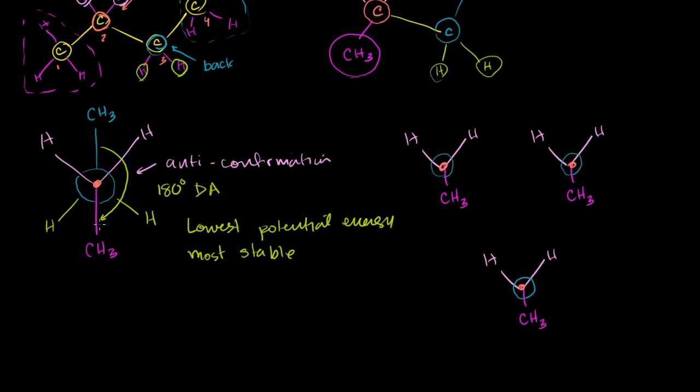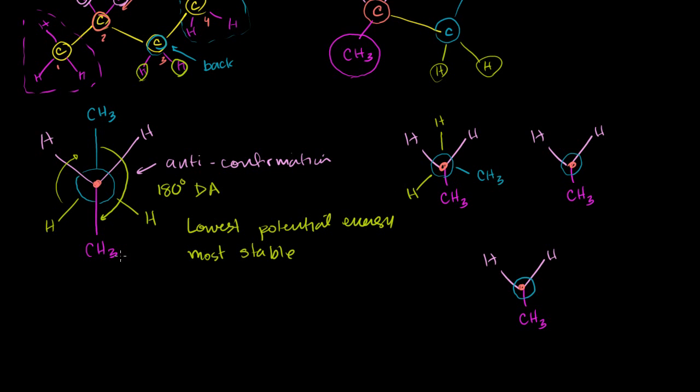Now, if we were to rotate the back by 60 degrees, what would it look like? Actually, if we were to move it by 120 degrees, I should say. So this hydrogen would go up there. This hydrogen would go up there. This methyl group would now be over here. And then this hydrogen would go over here. So we've just rotated the whole thing by 120 degrees.